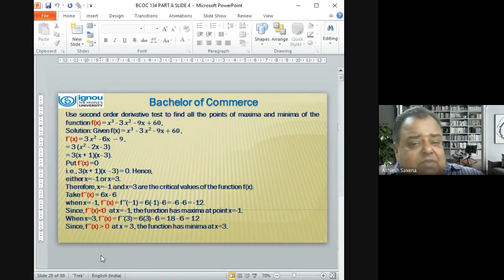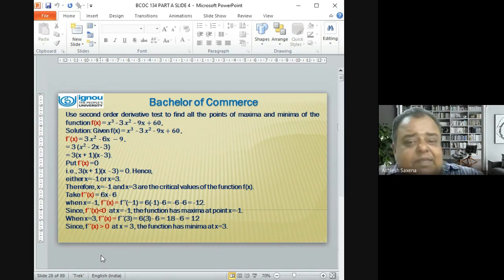Similarly, for 3x squared, you will multiply 3 into 2, that is 6, and for x you will reduce the power by 1. For minus 9x, the derivative of x is 1, so you will be left with minus 9. And the derivative of 6, which is a constant, is 0. There is no need of writing it. So that means f dash x is 3x squared minus 6x minus 9.